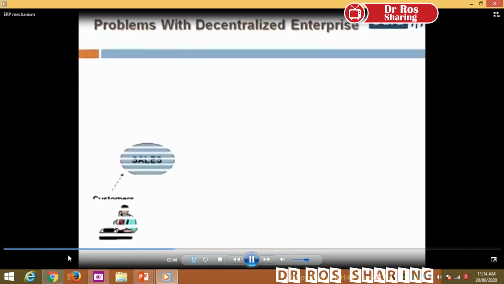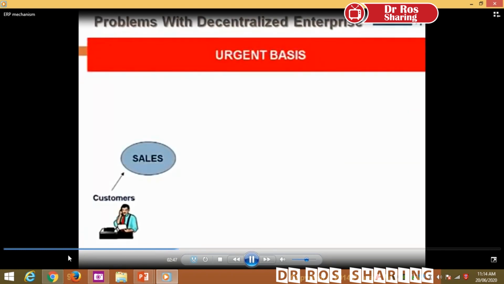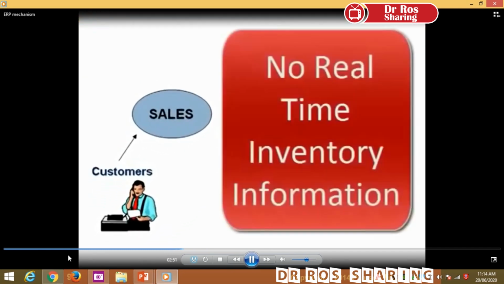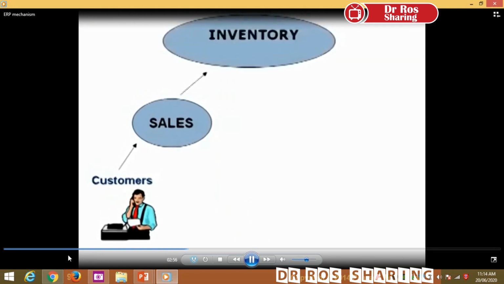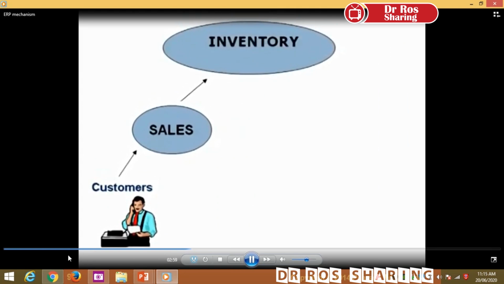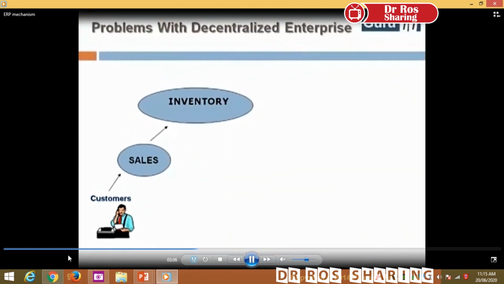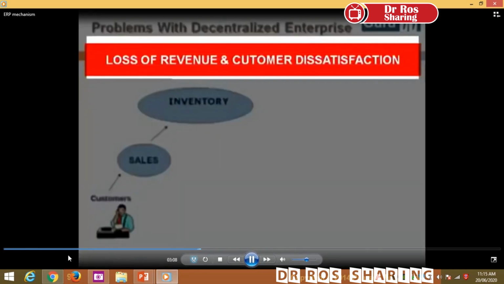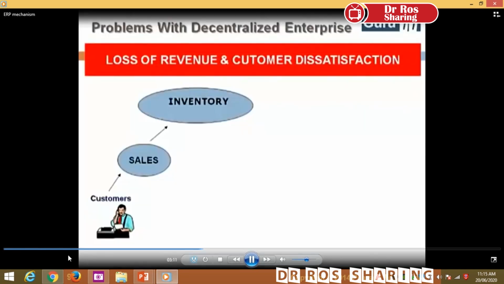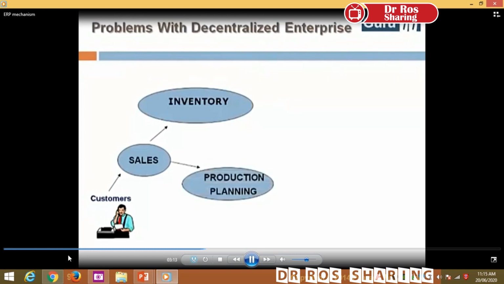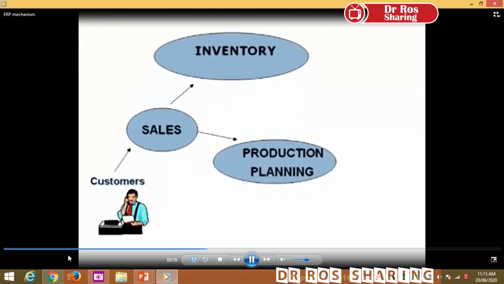The customer approaches the sales team for a product, but this time he needs the product on an urgent basis. The sales team does not have real-time information access to the product's inventory. So they approach the inventory department to check the availability of the product. This process takes time, and the customer chooses another vendor, leading to loss of revenue and customer dissatisfaction. Now suppose the product is out of stock and the sales team approaches the production planning team to manufacture the product for future use.